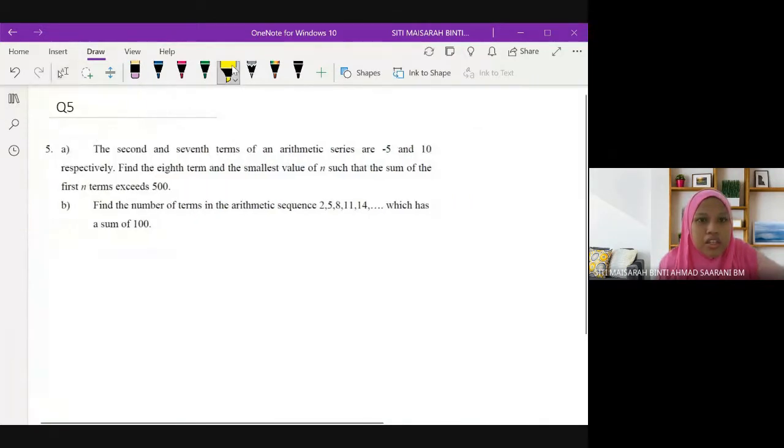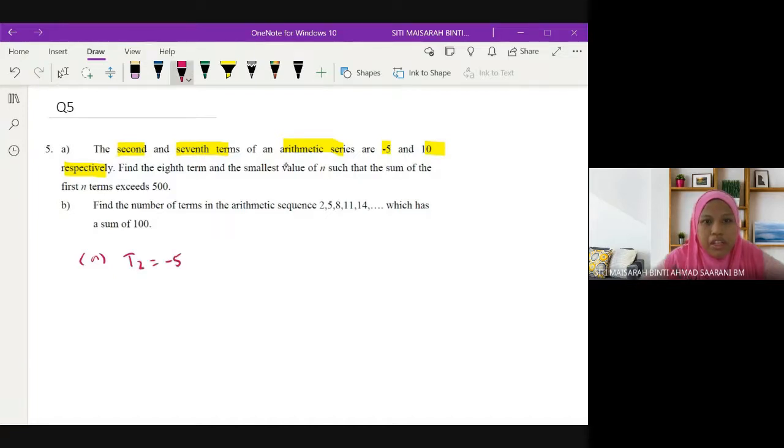dia punya the question asked to find this the information we have, the second and the seventh term of an arithmetic series are -5 and 10 respectively. Maksudnya kat sini T2 equals to -5. Tulis our maklumat kena tulis T2 equals to -5. Then we have T7 equals to 10. And then find the 8th term. 8th term is T8, dia nak T8.